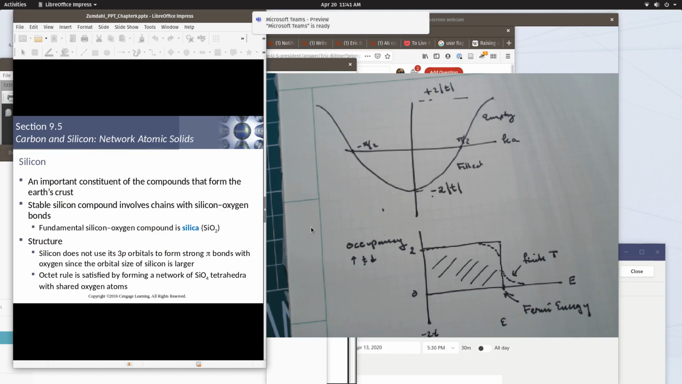Silicon is another kind of material that we look at now, and it's useful to look at. Now, it's similar to diamond, but it also forms what's called silica. Silica is SiO2, which is basically glass. Okay, glass is mostly a network of SiO2 tetrahedra.